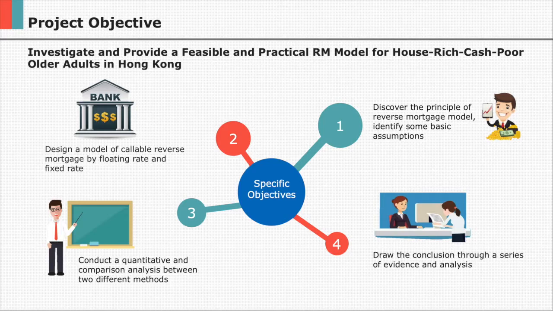The first one is to discover the principle of the reverse mortgage model and identify some basic assumptions, while the second one is to design the model of a callable reverse mortgage plan by floating rate as well as fixed rate. The third one will be to conduct a quantitative and comparison analysis between these two methods, and the last one will be to draw a conclusion through a series of evidence and analysis.